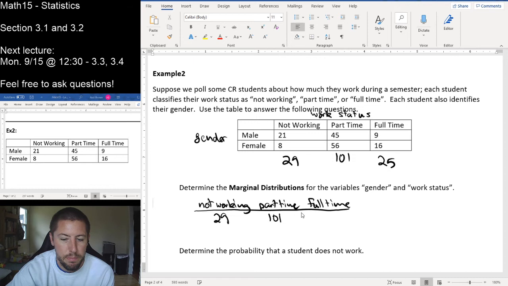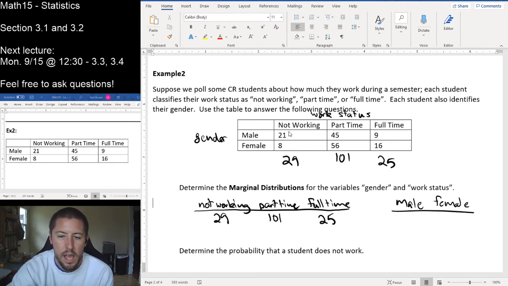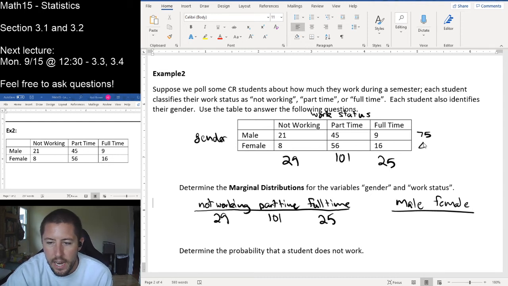It's showing me the distribution of responses for just that one variable rather than for both variables combined in a table. Similarly, I can come up with my distribution for gender, and I can make myself a nice little table here, a very simple table. And I can add across my rows right here. 9 and 21 is 30. 30 and 45 makes 75. I can also do a similar addition here. 56 and 16 is going to be 72, plus 8 is 80. And so it looks like I have males. I've pulled 75 males and 80 females.